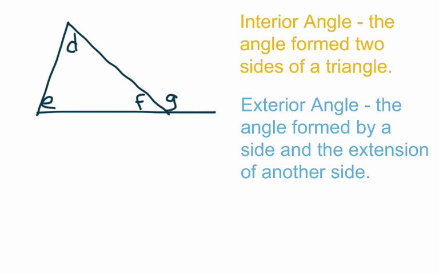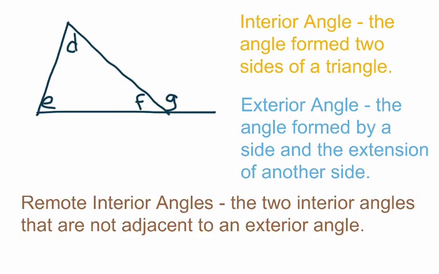So I only drew one of them. There's actually 6 exterior angles for a triangle. I only drew this one here. So we have a side, and then we have the extension of another side. Okay, so here's the side, here's the extension of the other side, forming angle G.